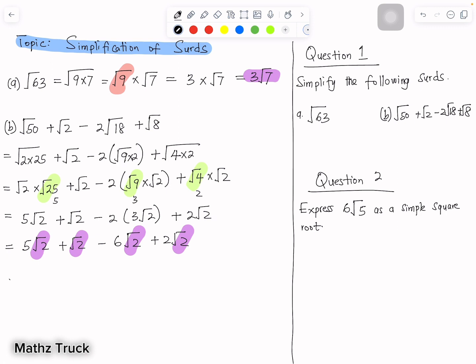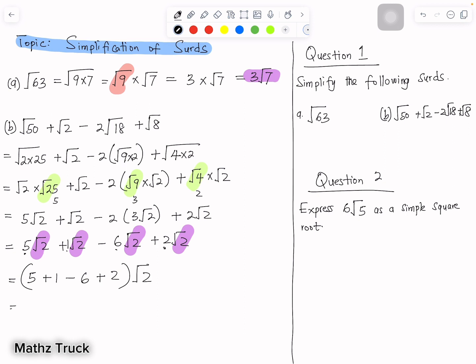So we can write this as 5. Remember, the coefficient of this root 2 is 1. We just don't write it, but the coefficient of it is 1. So we have 5, this is 1, plus 1, minus the 6, plus the 2. Remember, all this expression is multiplying root 2.